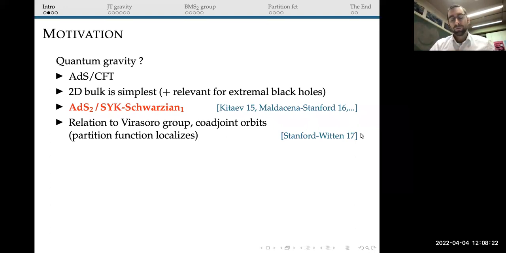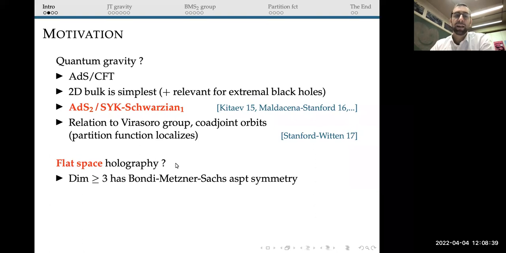Now, if you take perhaps a naive perspective and hope that the notion of holography works on quantum gravity beyond AdS, that you don't necessarily have to have an AdS bulk, well, you might hope that holography also works in flat space. And in that case, in fact, in dimensions 3 and higher, there has been some progress made in recent years on that front, mostly thanks to the asymptotic symmetry of those spacetimes, which is called the Bondi-Metzner-Sachs asymptotic symmetry, after the name of the people who discovered this actually back in the 60s.